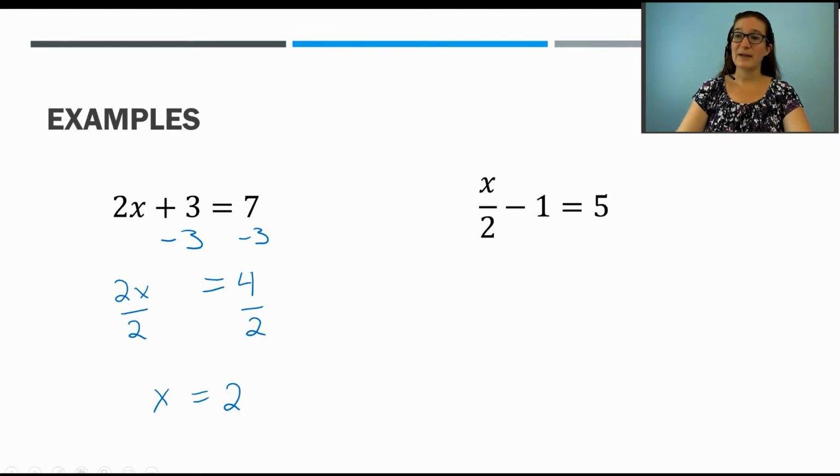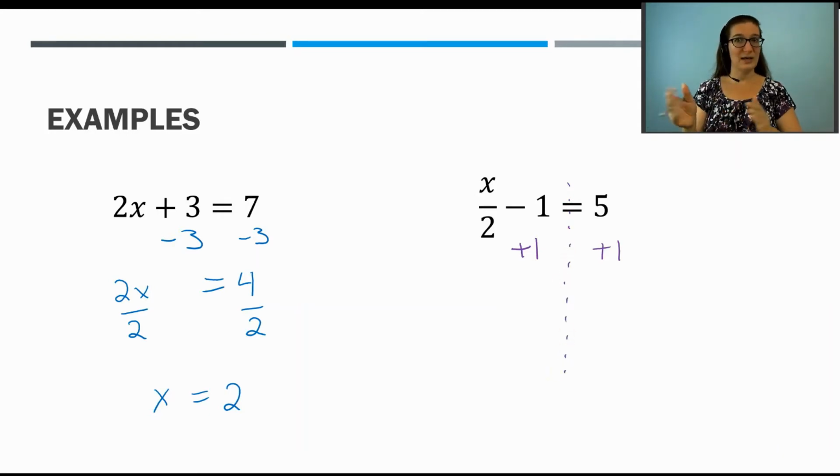Let's go ahead and take a look at the second example. Let's see if I can find a different color for that one. Okay, so here I've got x divided by 2 minus 1 equals 5. So again, we're going to add, subtract first. So since the problem is already subtracting, I want to add. So it says minus 1, I'm going to add 1. And because I did it on one side of the equation, I must also do it on the other side. You guys may have drawn like railroad tracks down that before to make sure that you do it on each side. That's totally fine. It's a great tool to keep you organized.